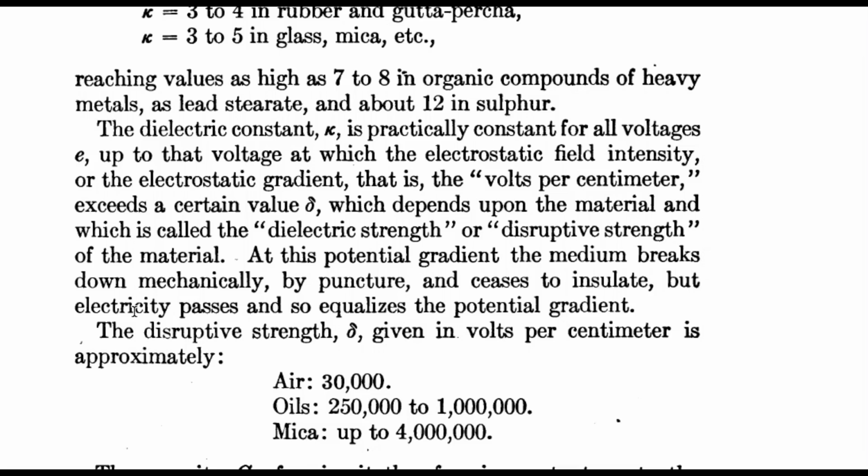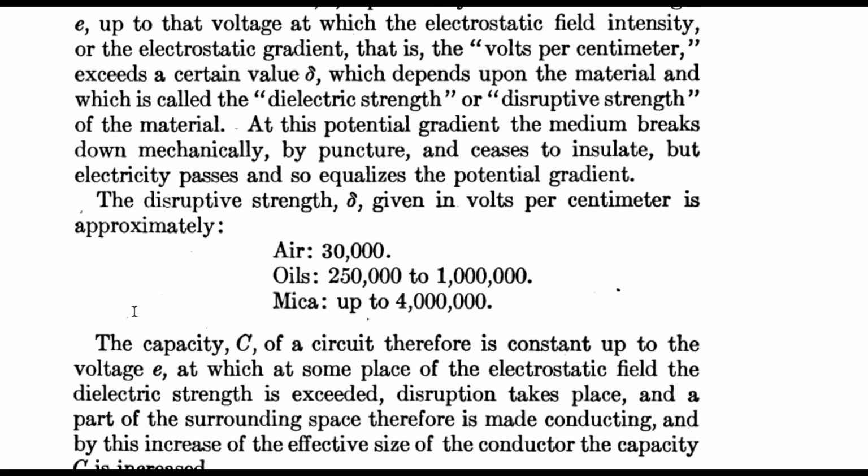At this potential gradient, the medium breaks down mechanically by puncture and ceases to insulate, allowing electricity to pass and equalizing the potential gradient. The approximate disruptive strengths, represented as delta and measured in volts per centimeter, are as follows. Air has a disruptive strength of 30,000. Oils range from 250,000 to 1 million. Mica can reach up to 4 million.